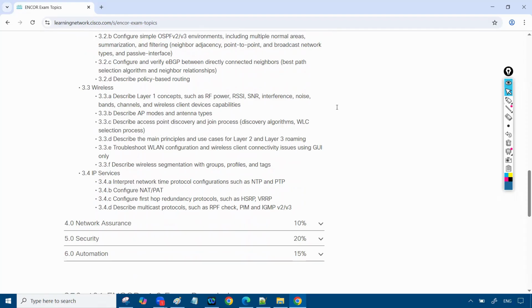Now, mostly if you see over here, it mentions describe the layer 1 concept, describe the AP modes, describe the access point, describe the main principle. So here it's only the theory part, but the good thing is that we have a lab portion in CCIE Hub.